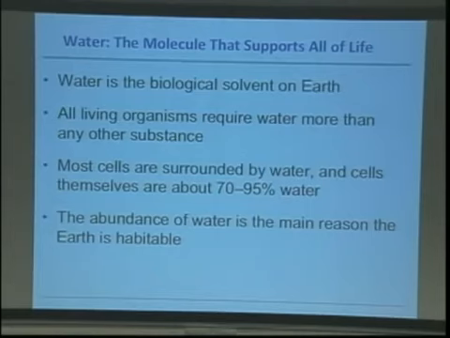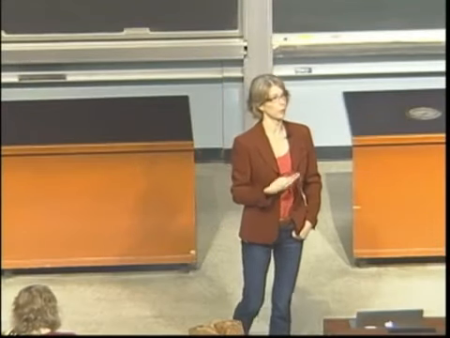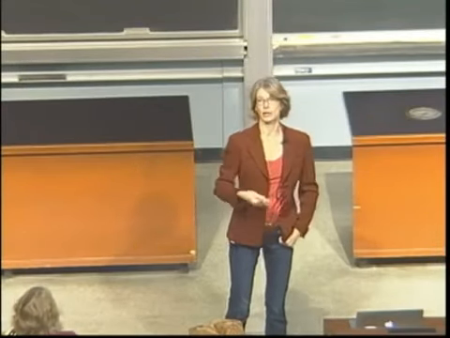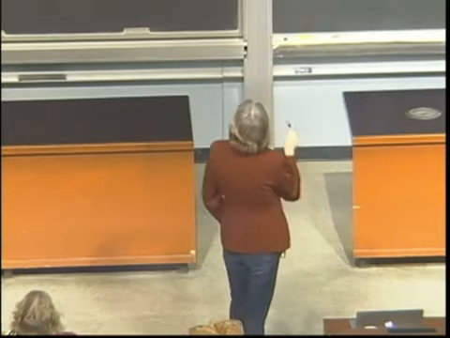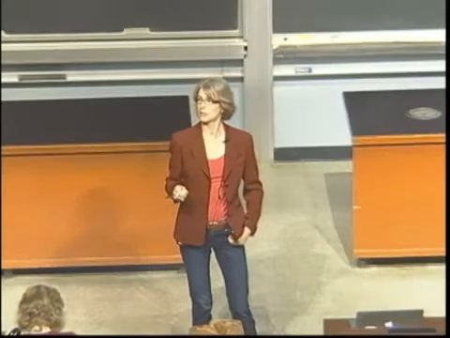So humans can survive for multiple weeks without food. They can only survive for a few days without water, right? They have to have water. It's really essential for all of the chemistry that's going on in our cells all the time. Cells are surrounded by water, and the cells themselves are actually 70 to 95% water. Okay, so again, everything that we're going to be discussing in terms of the chemistry of molecules that goes on in cells has to do with the way that they're interacting with water.